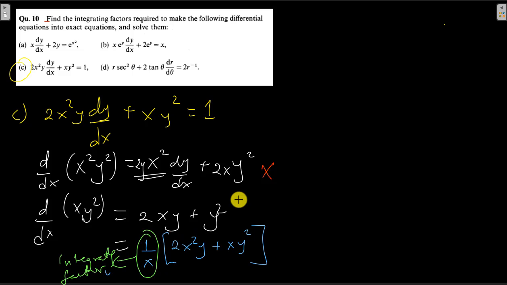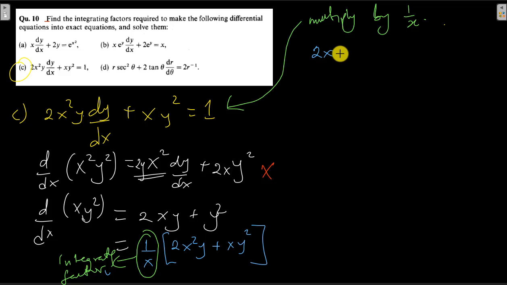That's our integrating factor. There we go. So let's multiply the original equation by the integrating factor, 1 over x. What shall we have in that case? Okay, so we'll have 2xy plus y squared. There we go. On the right hand side, we'll have 1 over x.